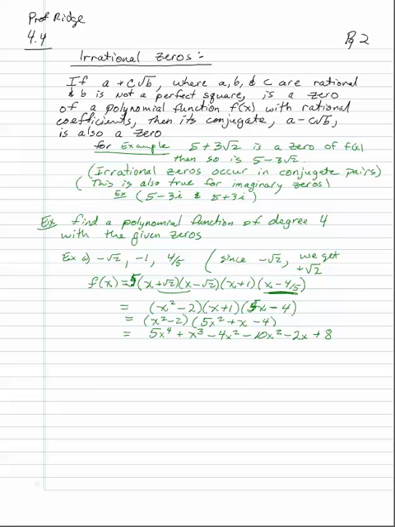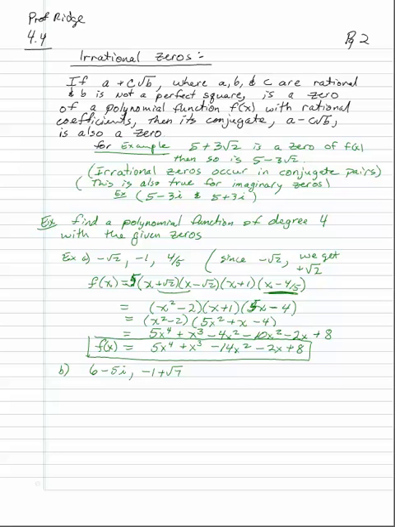Okay, so again, I'm just distributing the x squared to all three terms and then the negative 2 to all three terms. Combine like terms, and we get 5x to the 4th plus x cubed minus 14x squared minus 2x plus 8. And that is our polynomial with rational coefficients, 4th degree polynomial with rational coefficients that have the given zeros.